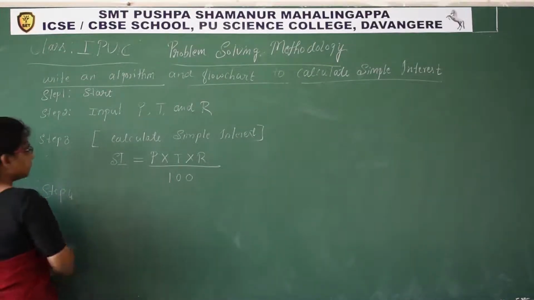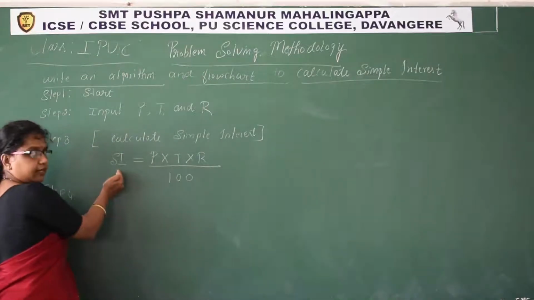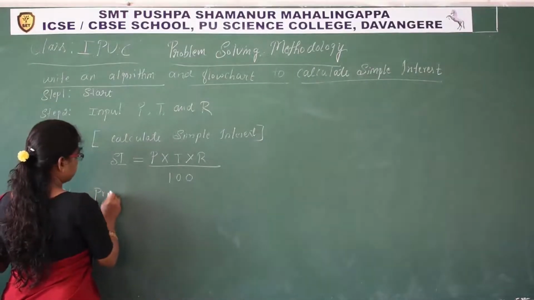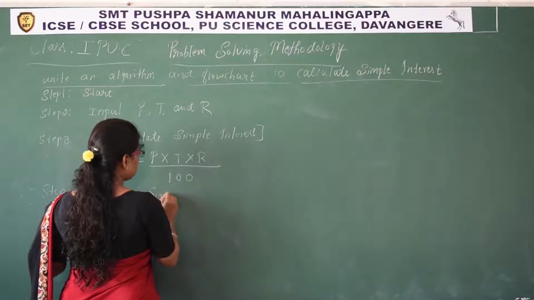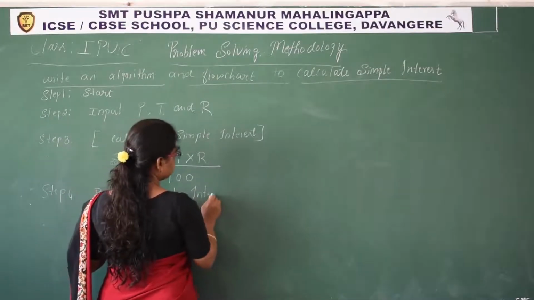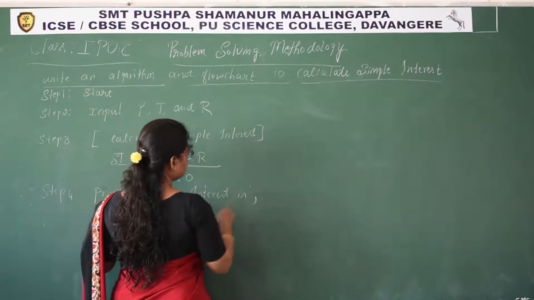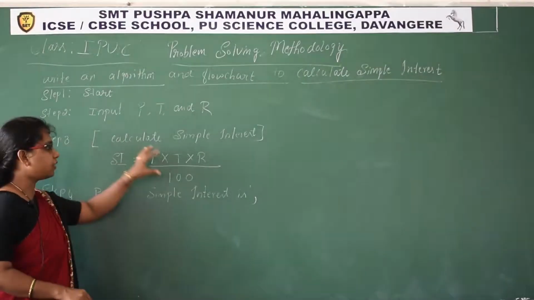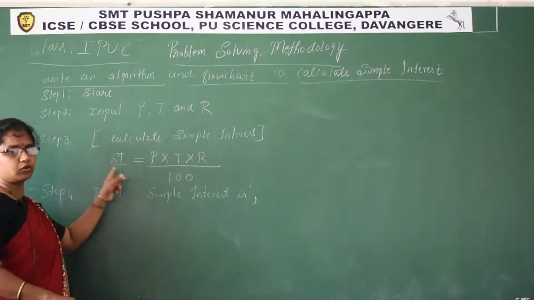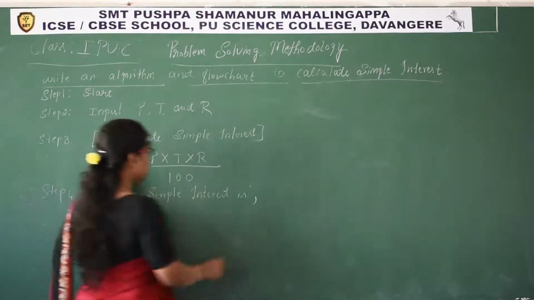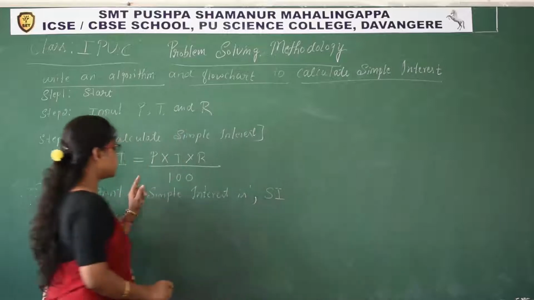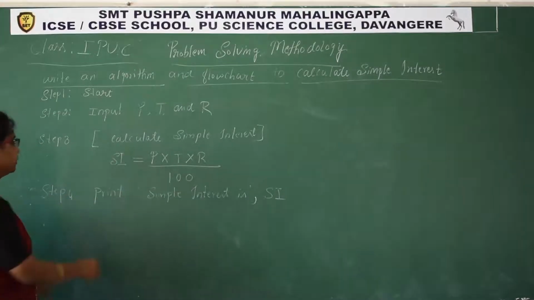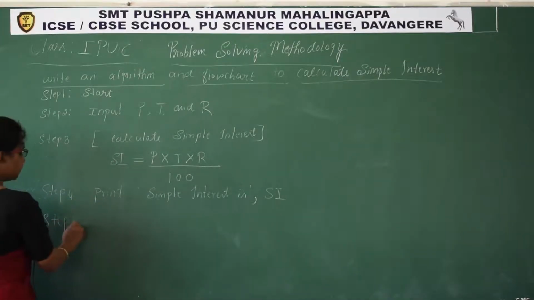How to understand this? This result is stored in SI. SI represents the result. Step 4, print simple interest is. The answer is in which identifier? We call it an identifier because that value is identified by SI. So SI is an identifier, and I have to display SI. If you write like this, it displays the content of SI. Content of SI means simple interest, the calculated value. Step 5, stop.